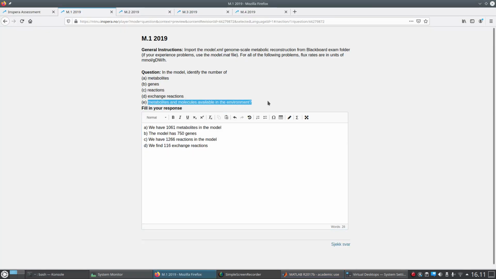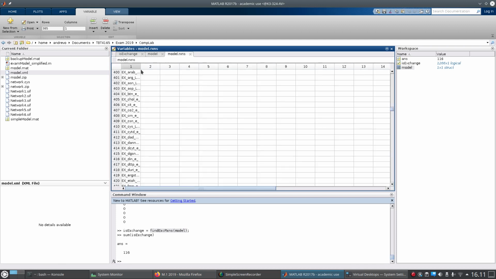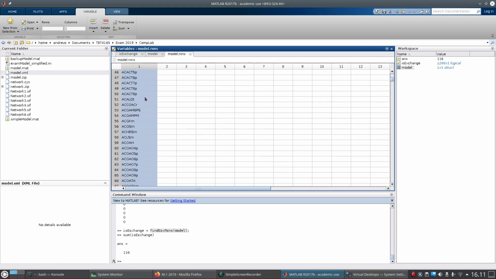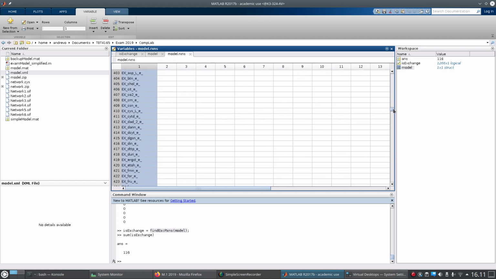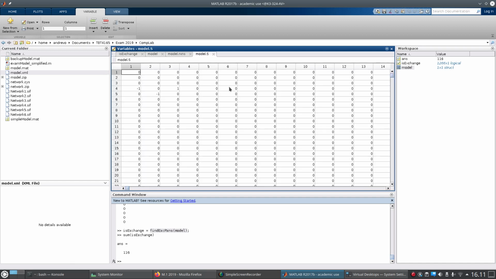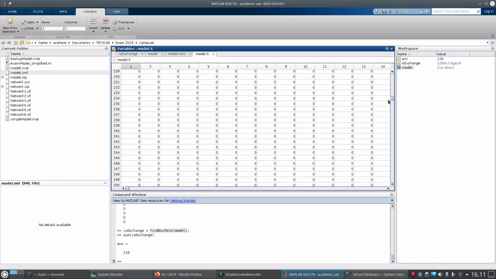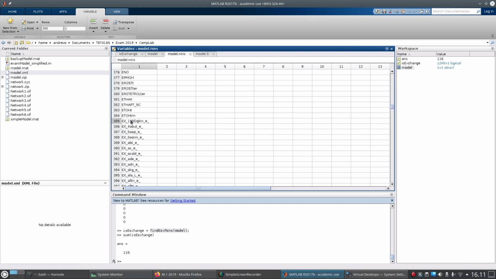And lastly, we want to find the number of metabolites and molecules available in the environment. And now, if we look at our reactions here, all of these exchange reactions, let's scroll back down here, will correspond to one metabolite. So if we look, for instance, here at the stoichiometric matrix, we start about, what's the first one? 385, I think it was. Yeah, 385.